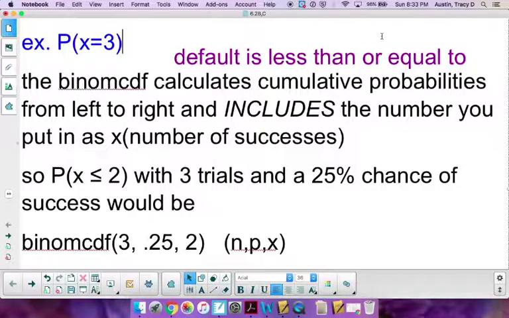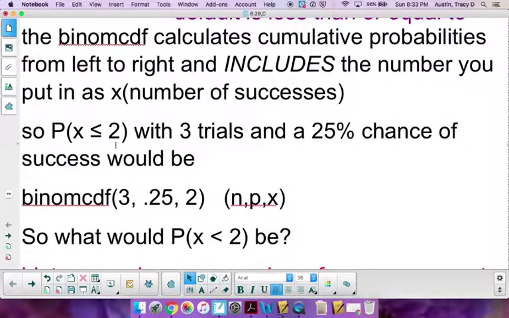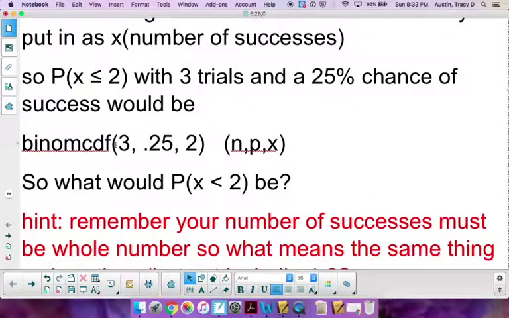And if you're using the skinny calculator, it actually asks you, if I'm not mistaken, in that order for those specific things. Yeah, trials, p-value, x-value. So it does ask you in that order. If you're using the bigger calculator, the ones from class, you're going to have to remember that it's NPX because it's not going to tell you. Okay, it's trials, probability, successes. All right, so that being said, with the default being less than or equal to, meaning that it has to include the number you put in, what if we want to do a strictly less than? Okay, if we don't want to include 2.